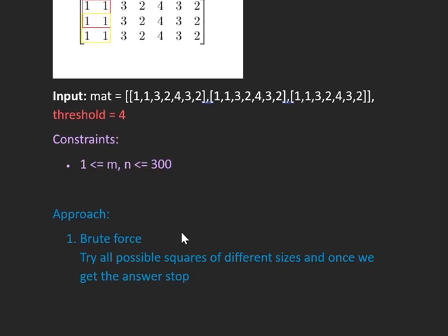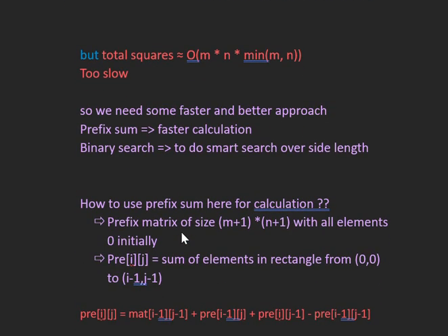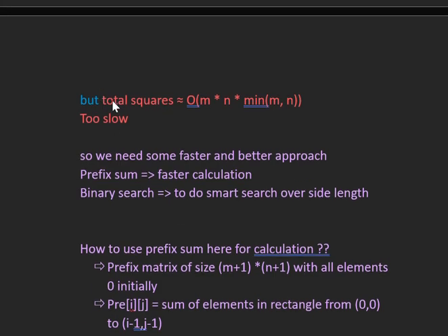Okay, so what will be our approach for this question? The first one is brute force, try all possibilities. We can try all possible squares of different sizes, and once we get our answer we will stop. But the thing is that the total number of squares possible is large. Suppose m is 300, n is 300, and the minimum is also 300, so it will become too slow. So how can we make it faster?